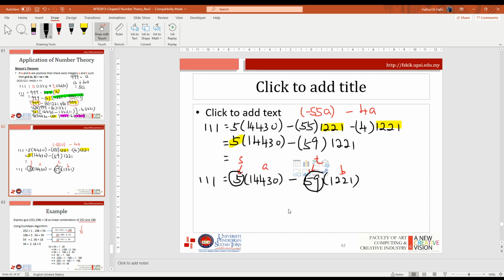This one is Bezout's identity. We got the final one is 111. This one is s is 5, t is 59. This one is Bezout's identity.